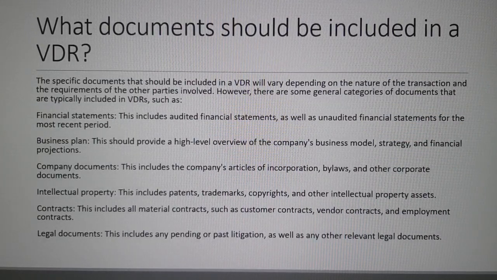What documents should be included in a VDR? The specific documents that should be included in a VDR will vary depending on the nature of the transaction and the requirements of the other parties involved. However, there are some general categories of documents that are typically included in virtual data rooms, such as financial statements.